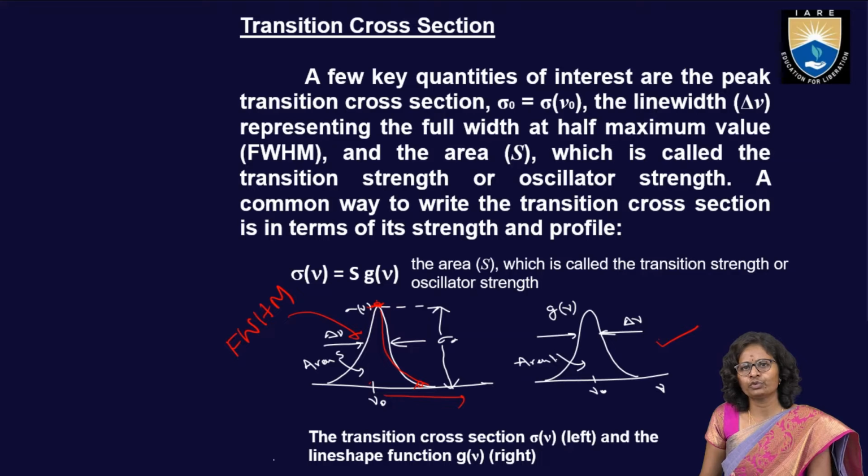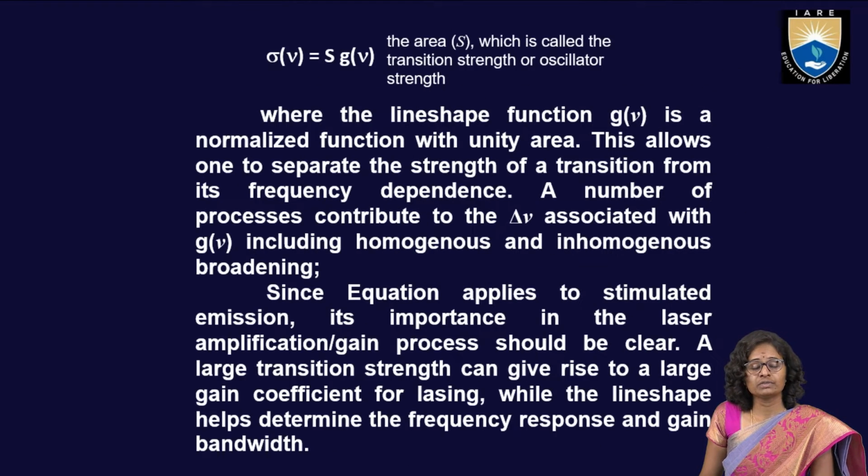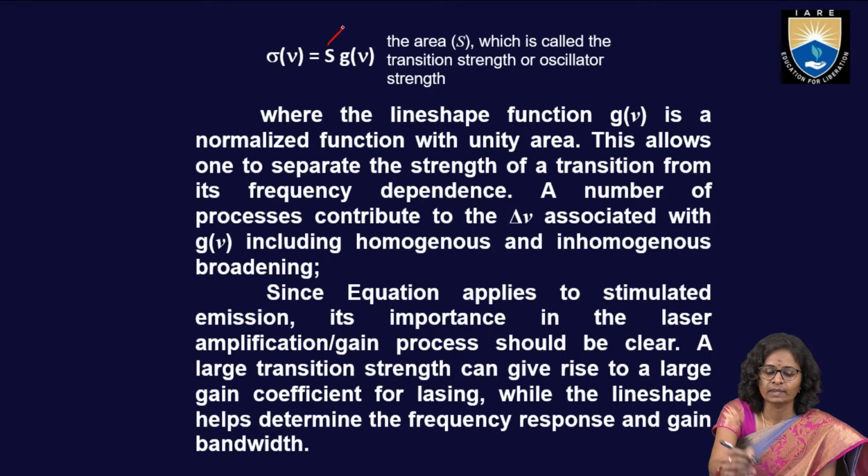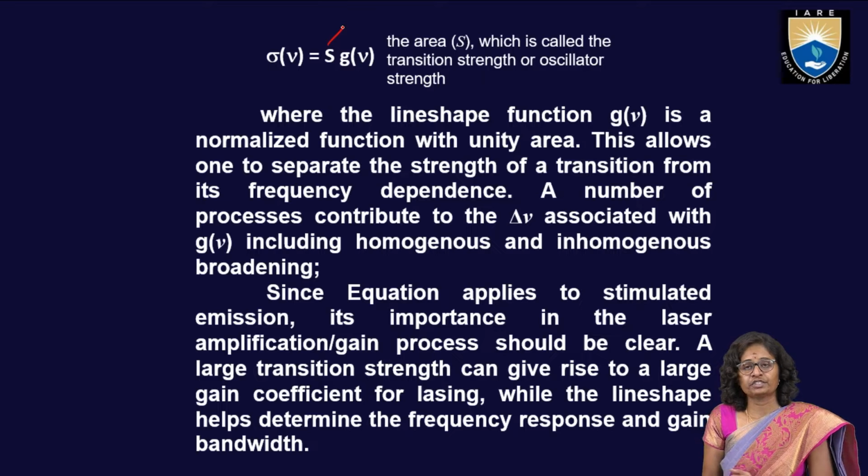A common way to write the transition cross-section is in terms of its strength and profile, which is equal to sigma of nu equals S times G of nu. Here S is the area, which is called the transition strength or oscillator strength, and the line shape function G of nu is a normalized function with unit area. This allows one to separate the strength of a transition from its frequency dependence.